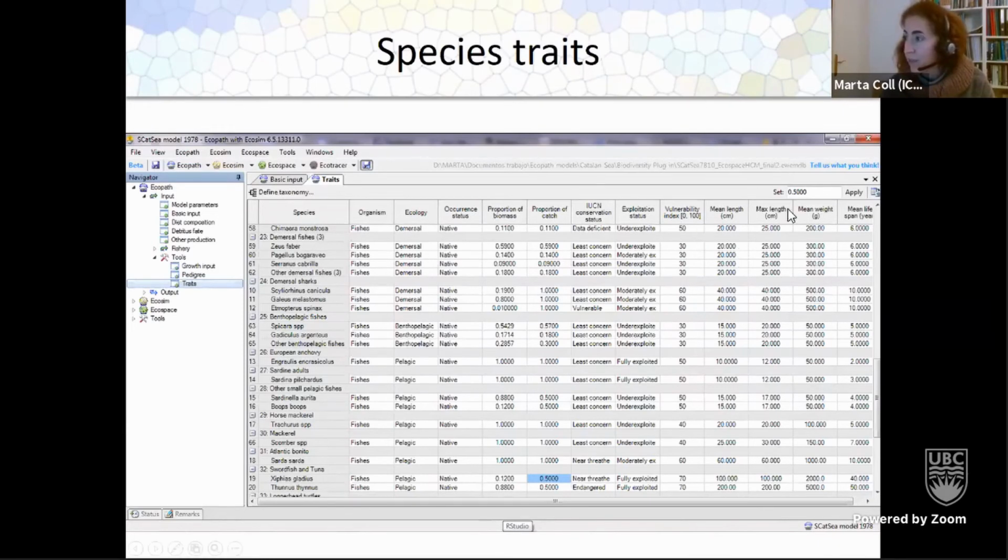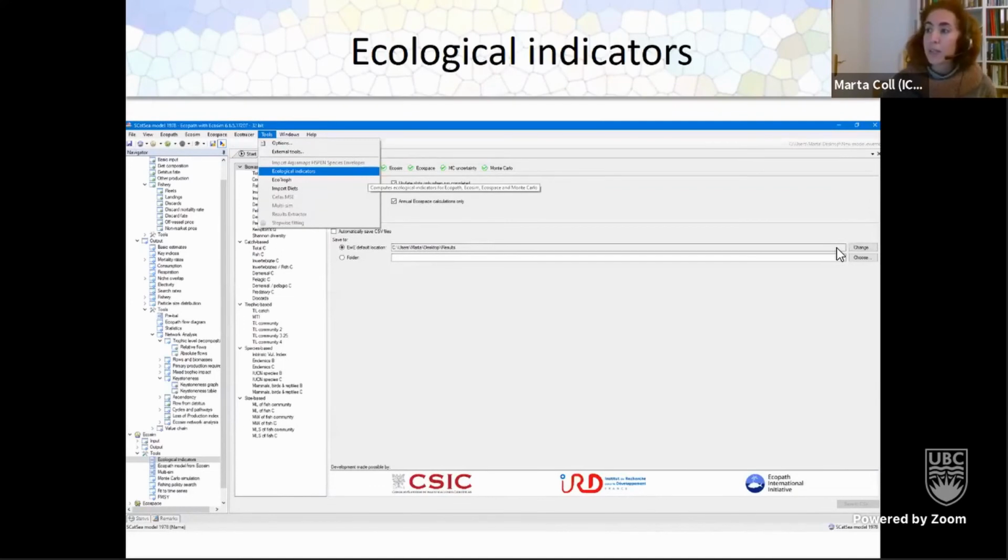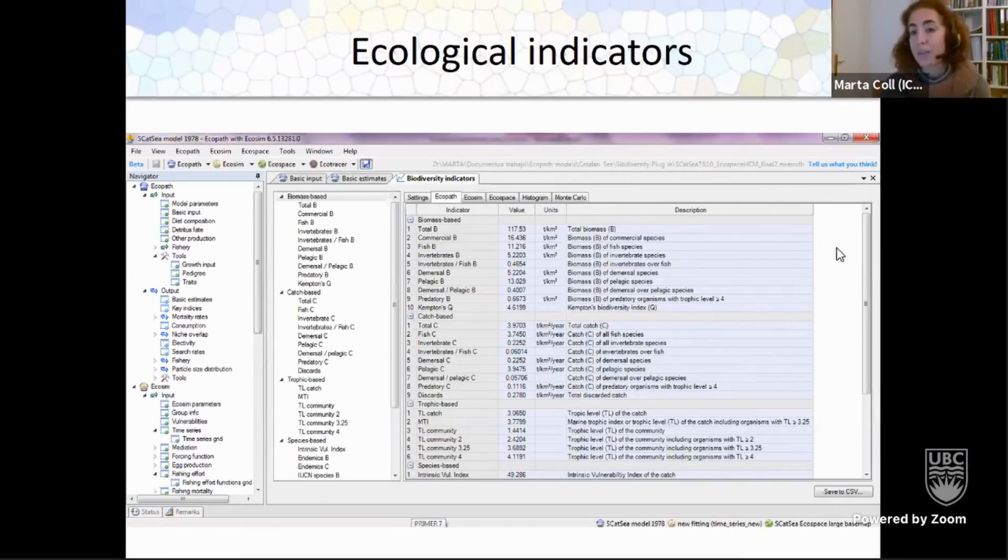And then you have the vulnerability index, which is an index on how vulnerable a species is. I think it's available in FishBase and SeaLifeBase at the end of the page per species, and it's a way to identify how vulnerable those species are to fishing. You can also add that here, and then you have indicators about the length and the lifespan of the species that you can also get from FishBase. Okay, so this is where you add your traits, and then you go into your ecological indicators. You load your plugin, and then you start getting all these indicators.